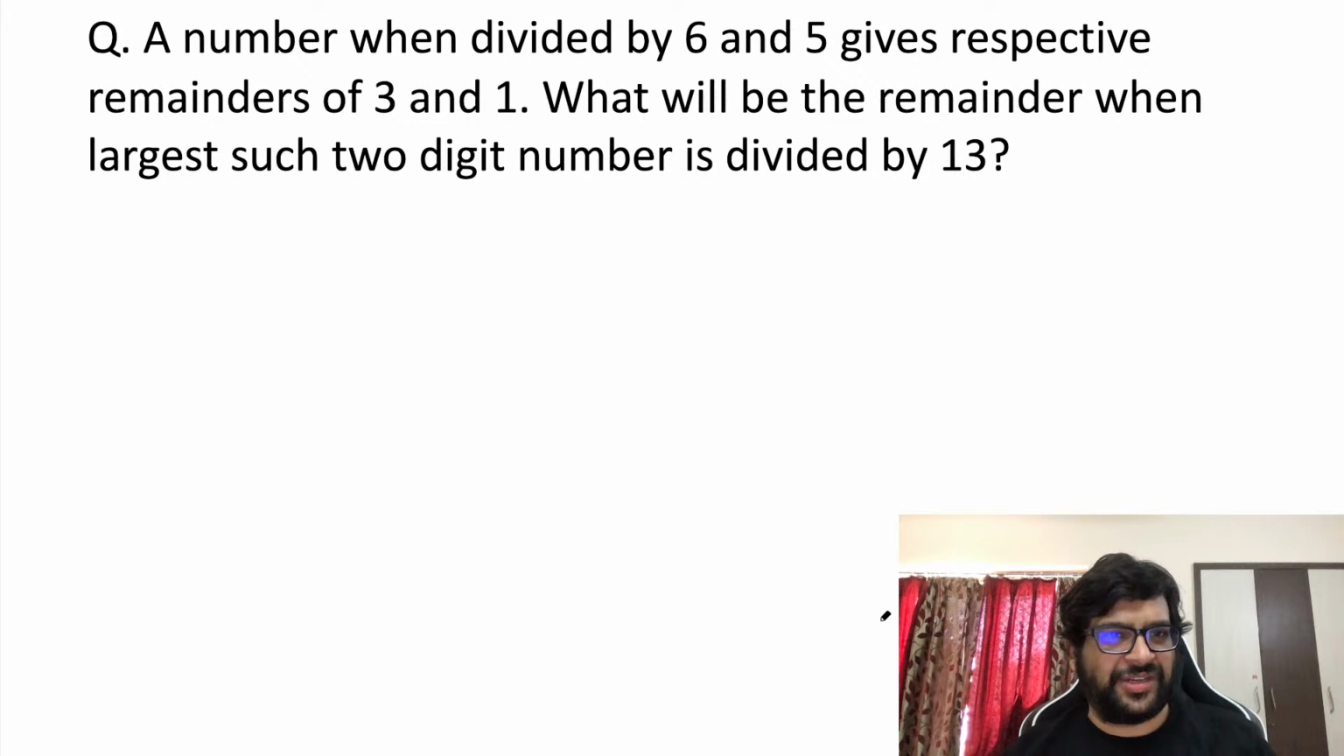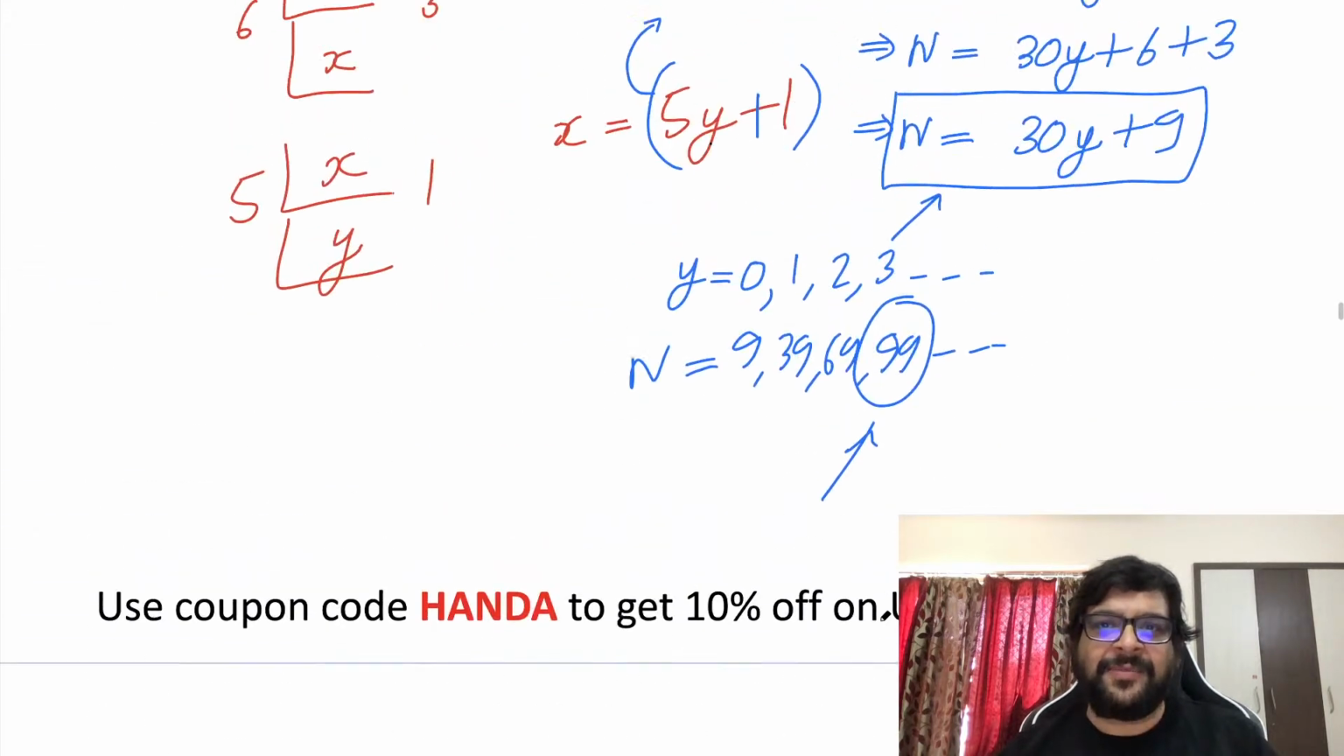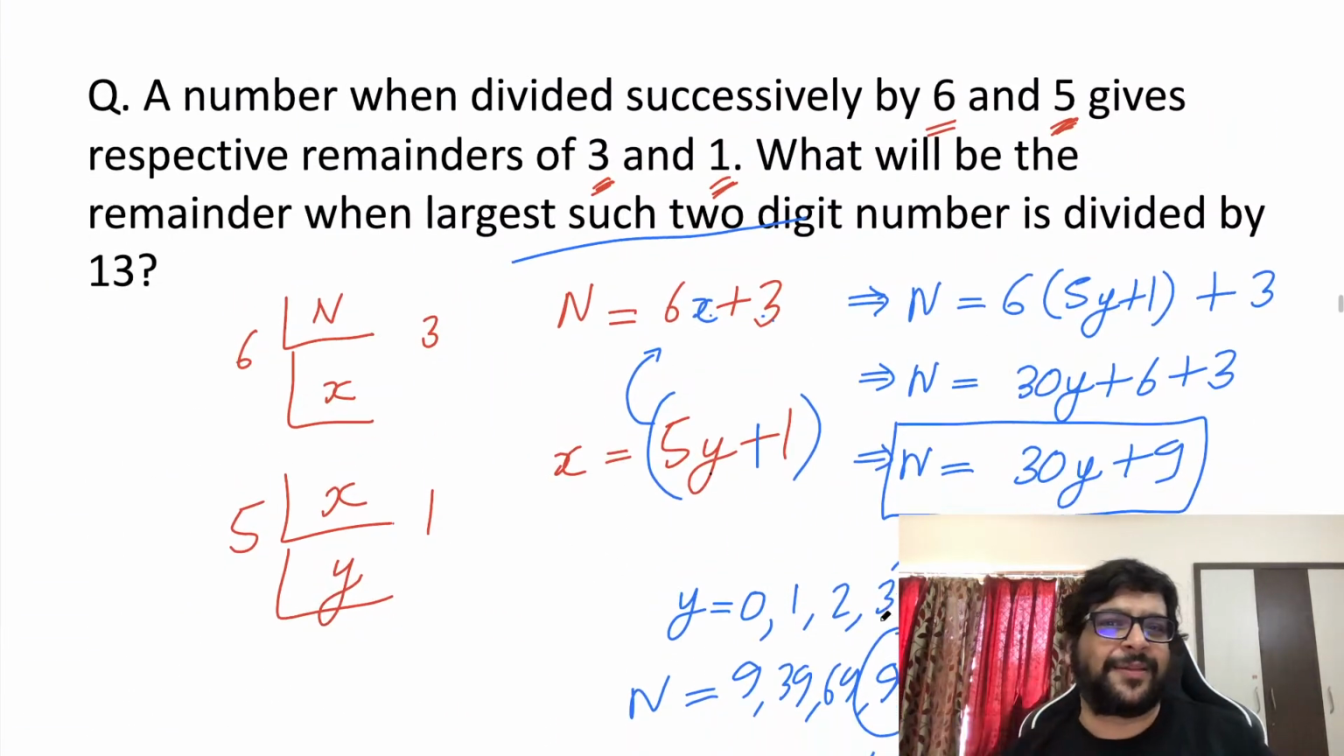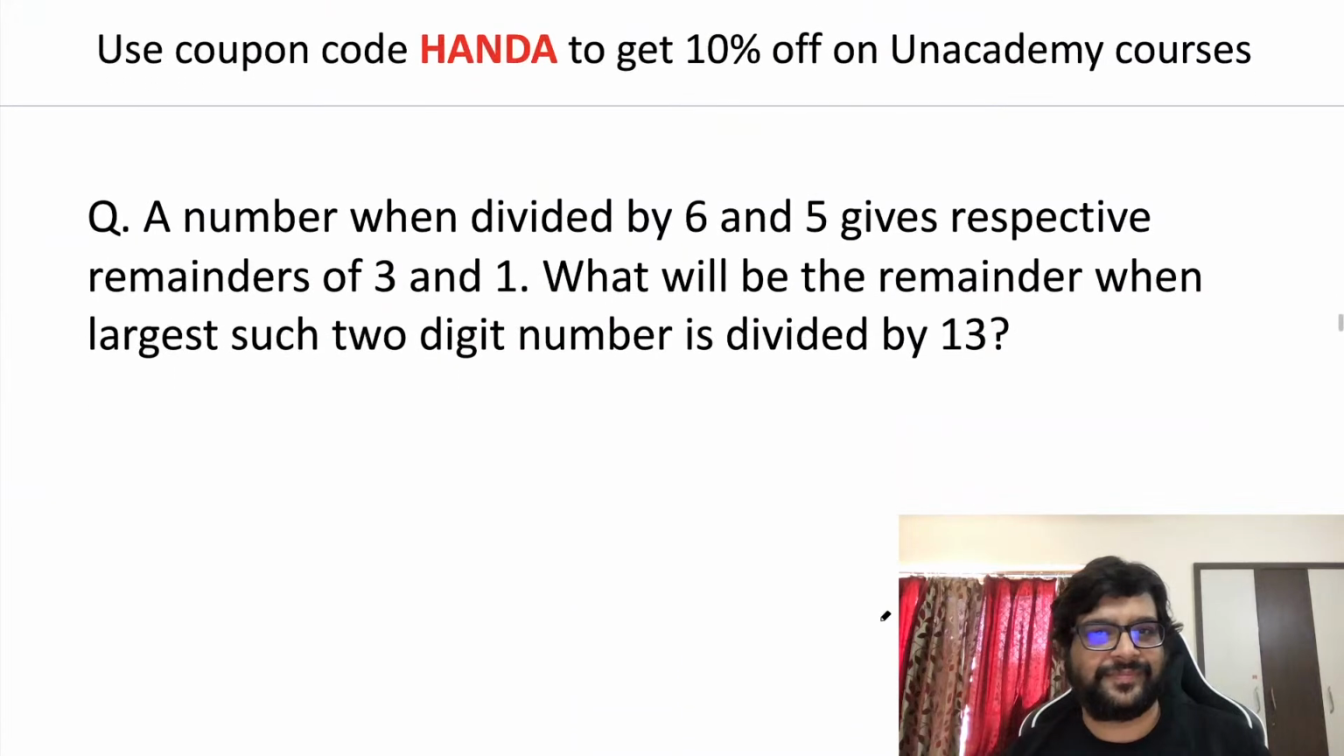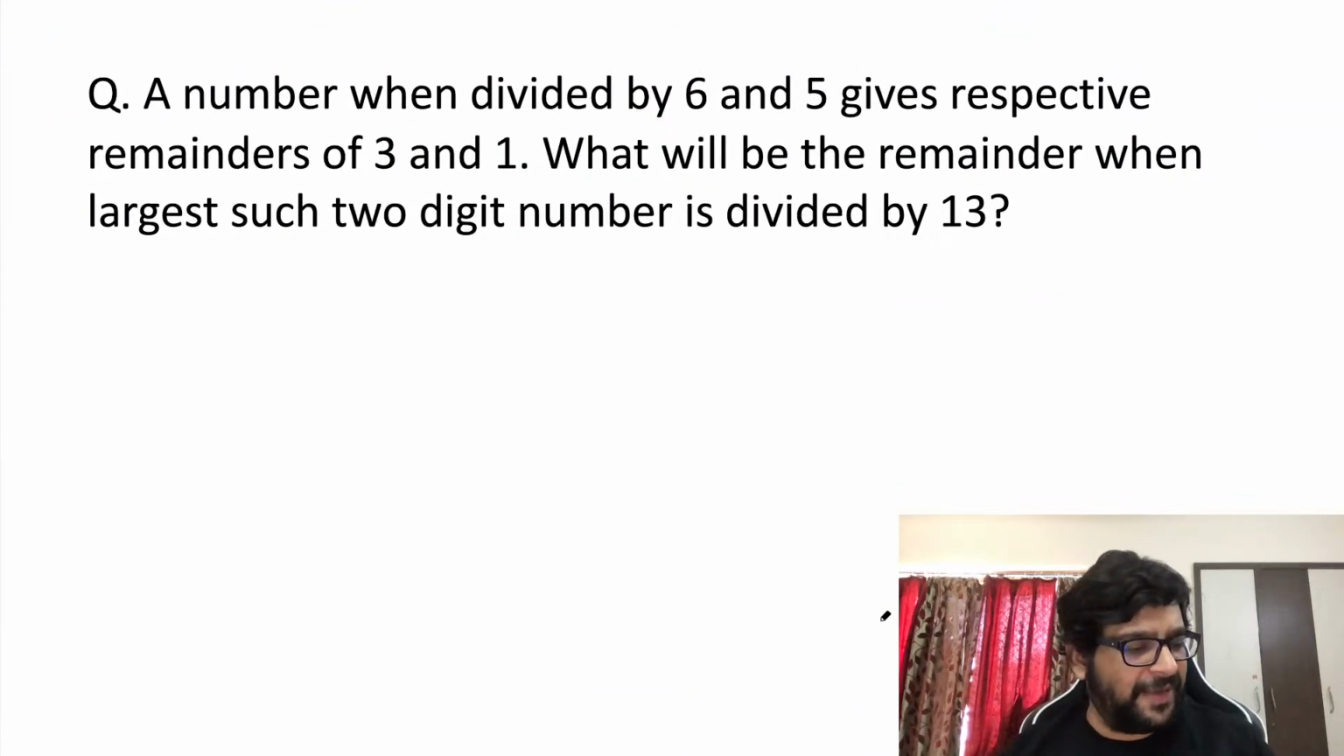Very similar question. What will be your answer here? First of all, tell me, what is the difference between the previous question and this question? Number when divided by 6 and 5, remainder 3 and 1, largest two-digit number.